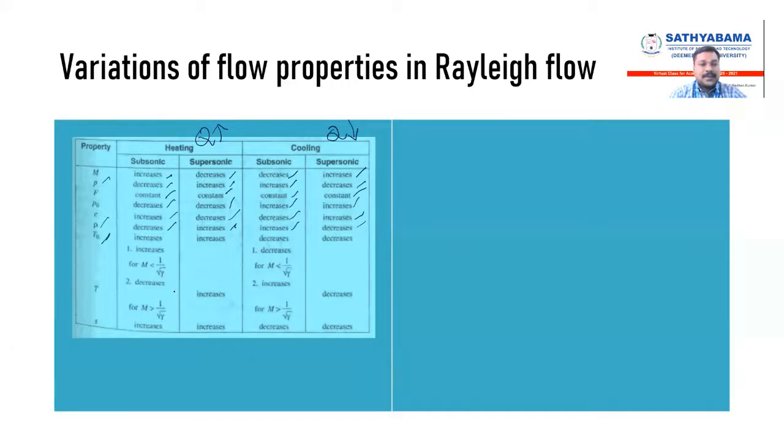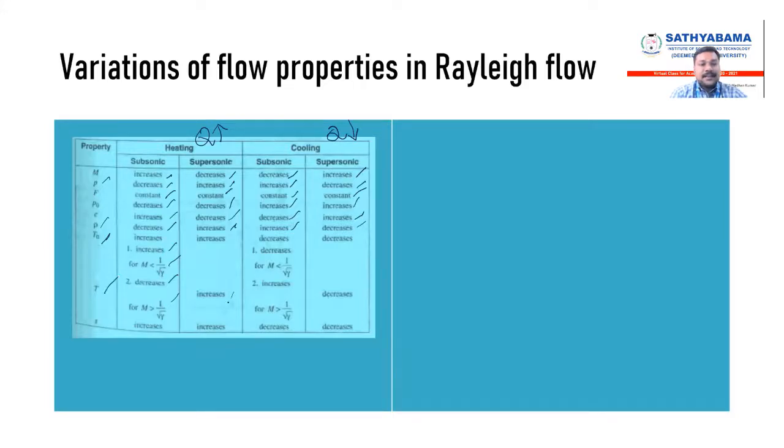When we talk about total temperature, enthalpy plays a major role. During heating, the Mach number should be maintained less than 1 by root of gamma. 1 by root of gamma is 0.84, near the transonic region. Your total temperature increases when the Mach number is maintained below 0.84. When it is greater than 0.84, your temperature decreases.